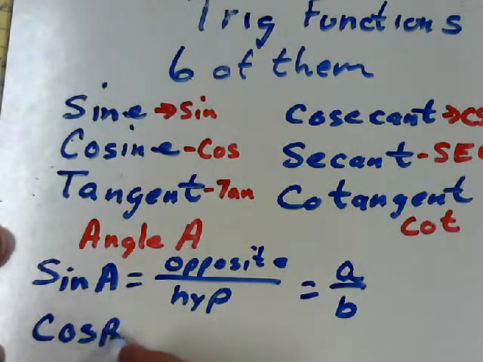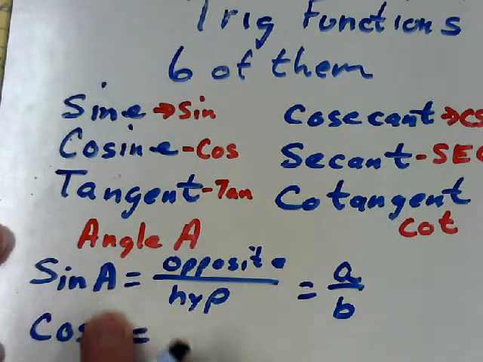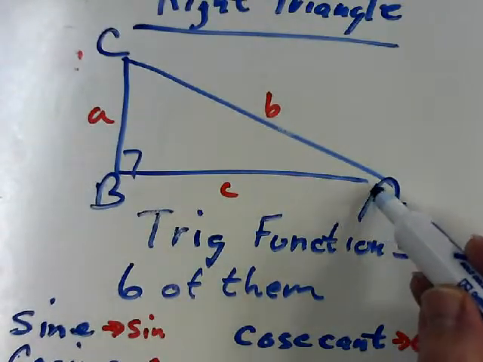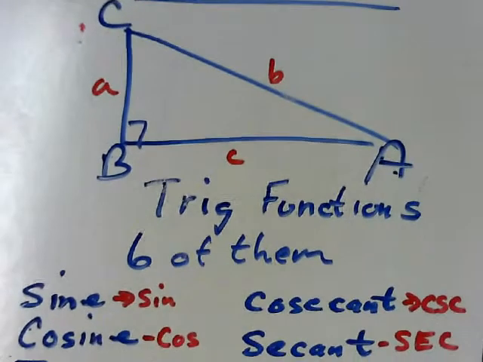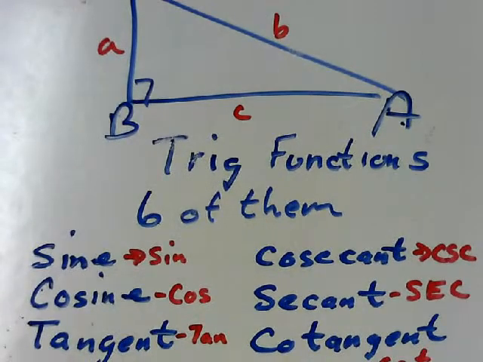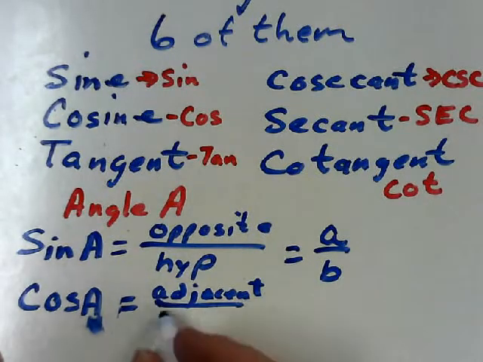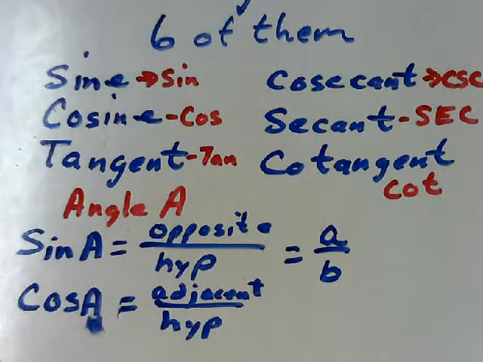Cosine of A, which means I'm still working with this A angle. Cosine is equal to adjacent over hypotenuse.